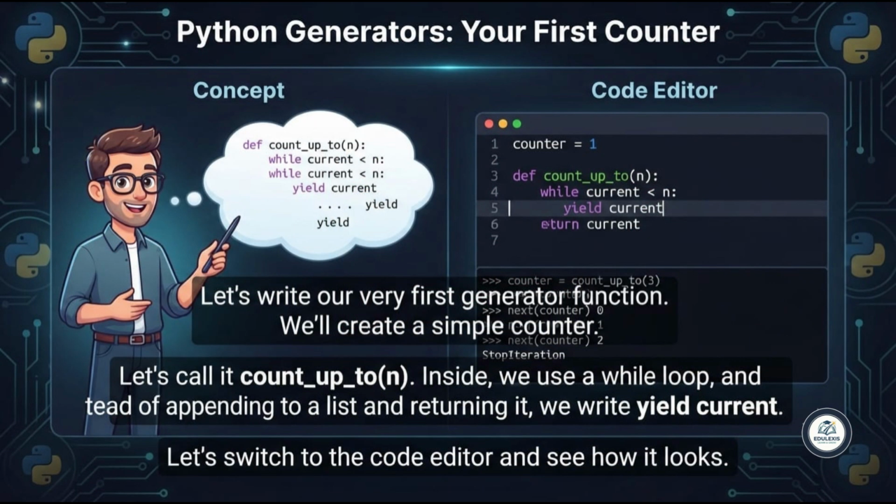Let's write our very first generator function. We'll create a simple counter. Let's call it count_up_to_n. Inside, we use a while loop, and instead of appending to a list and returning it, we write yield current. Let's switch to the code editor and see how it looks.